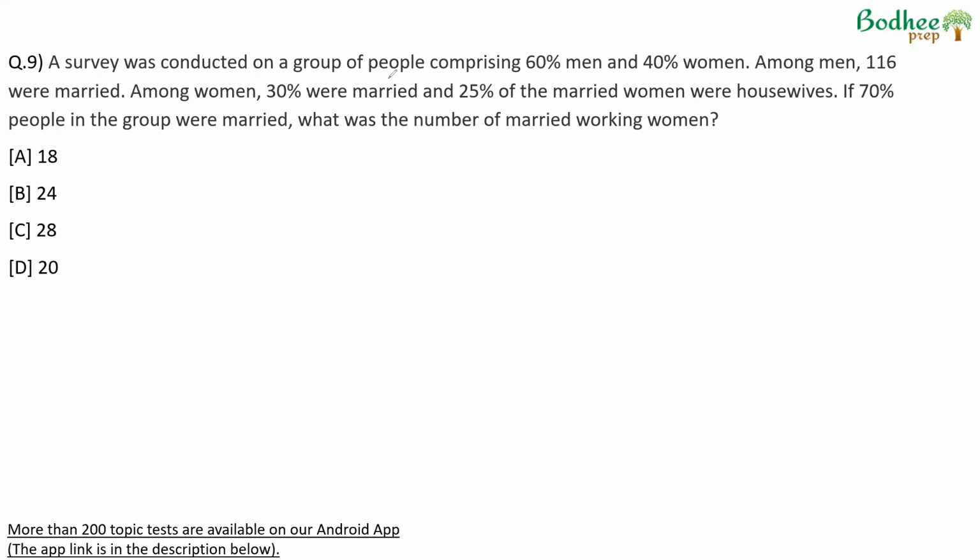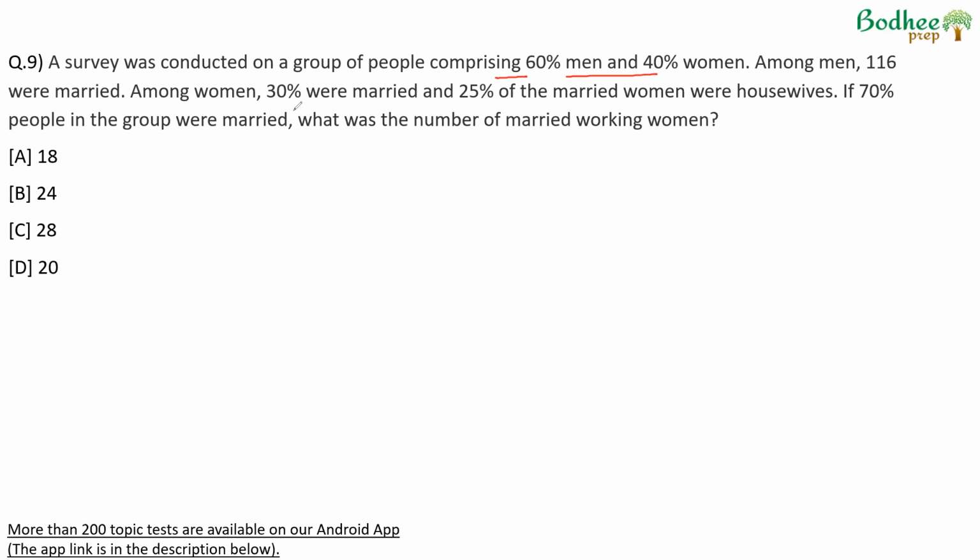A survey was conducted on a group of people comprising 60% men, 40% women. Among men, 116 were married. Among women, 30% were married, and 25% of the married women were housewives. If 70% of the people in the group were married, what was the number of married working women?